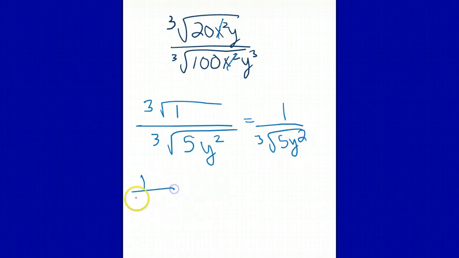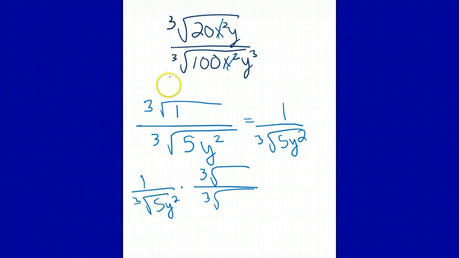So I have 1 cube root of 5y squared. Now the nice thing about this is there's no factor tree. I just have to write down what I'm missing and I'm going to be good to go. Okay, whatever you do to the bottom, you do the top. Alright, so remember, I need how many in my group? I need 3 in my group. Well, I have 1 5, so that means I need 2 more 5's. 2 on the top, 2 on the bottom. This one I have y squared, that means I have 2 of them, and I need 1 more.